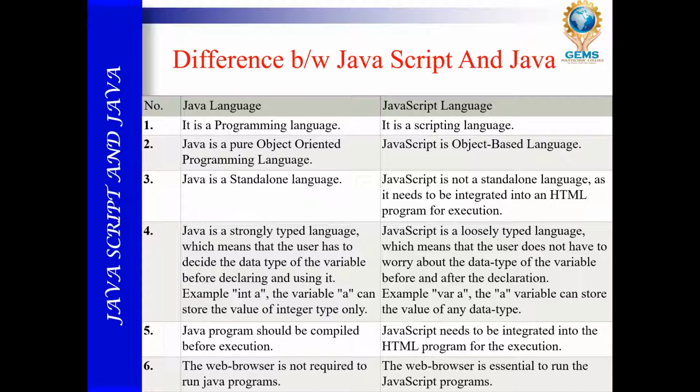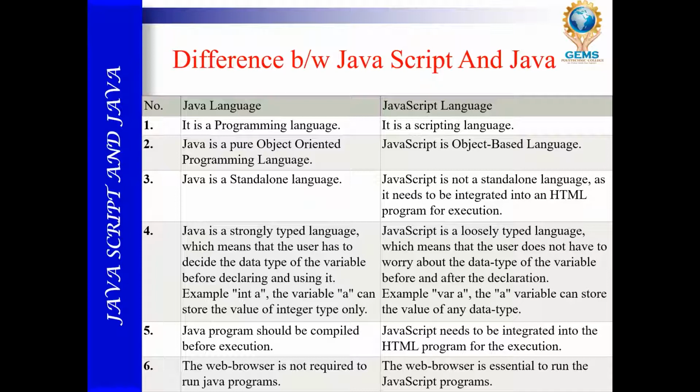Java is a strongly typed language, which means that the user has to decide the data type of the variable before declaring and using it. Example, int a: the variable a can store a value of integer type only. Strongly typed means you should decide the data type of the variable, integer, float, or character, whatever it may be. But JavaScript is not like that. It is a loosely typed language.